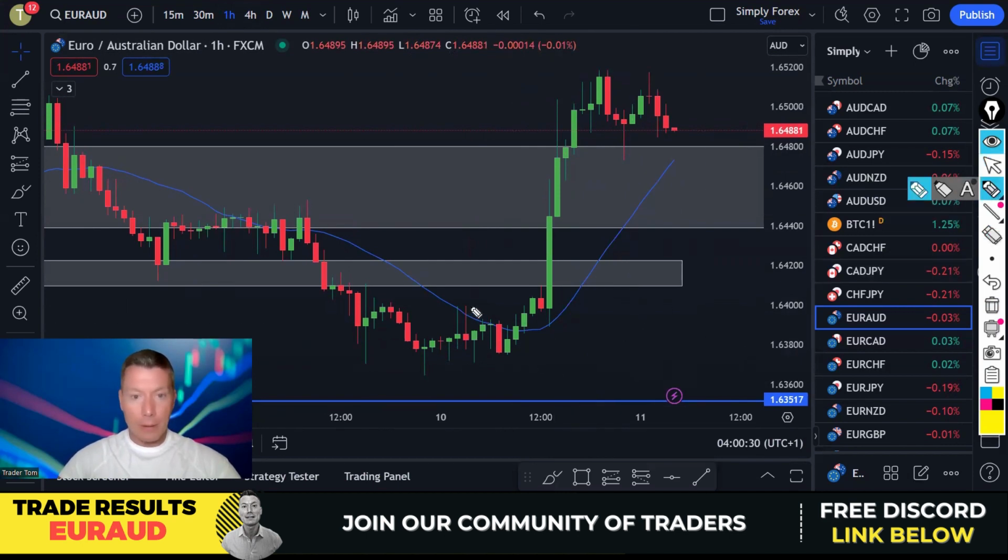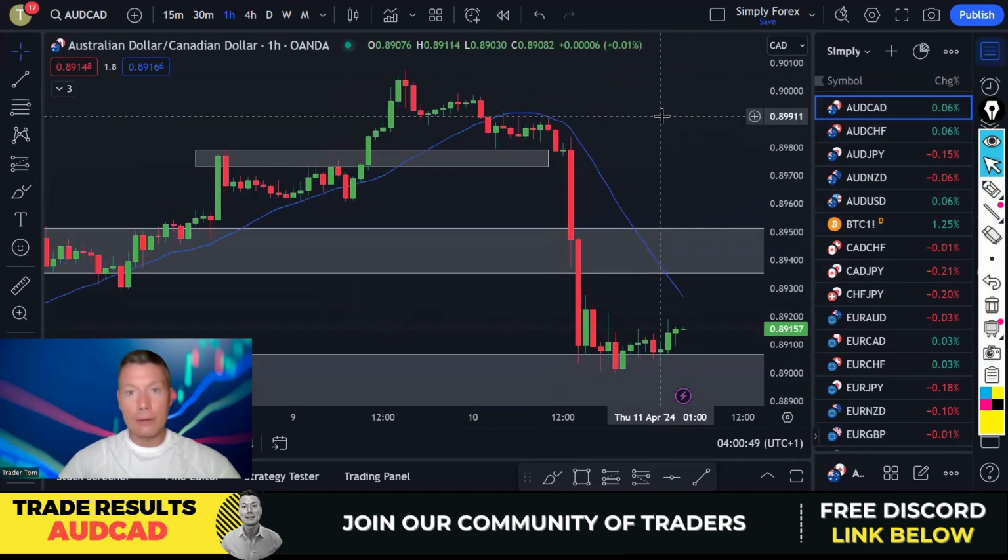But there were some candles here. There was arguably this candle here. But then news came out, and look at the reaction that the news put into the Aussie dollar, this weakness. And then the final trade we're looking at was Aussie dollar Canadian dollar.